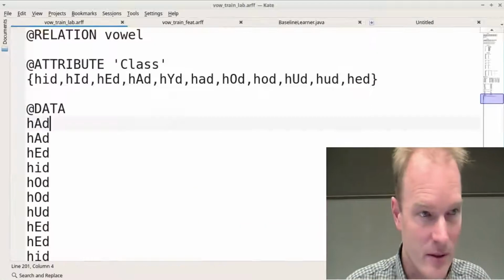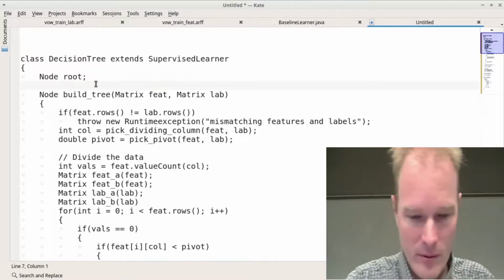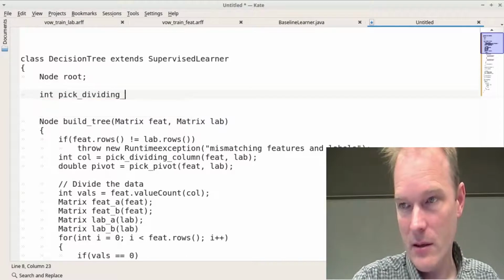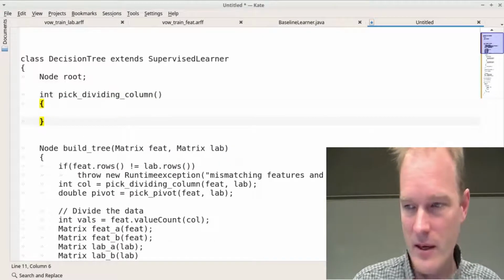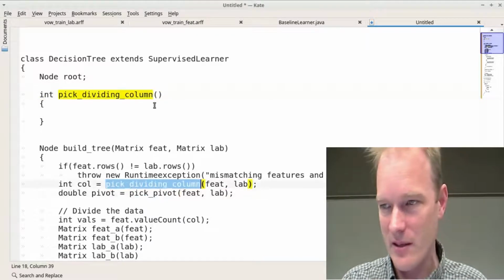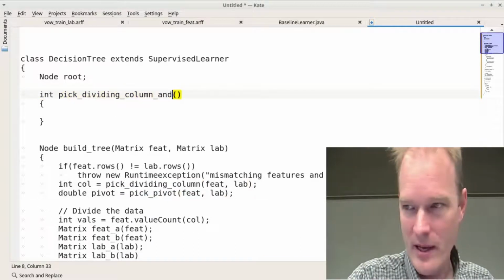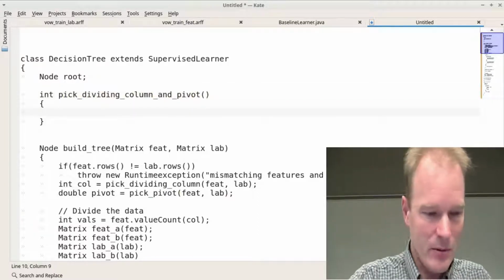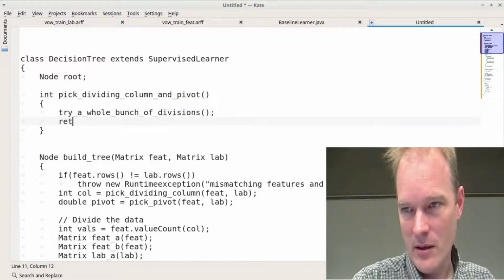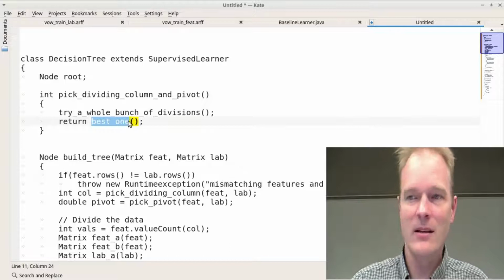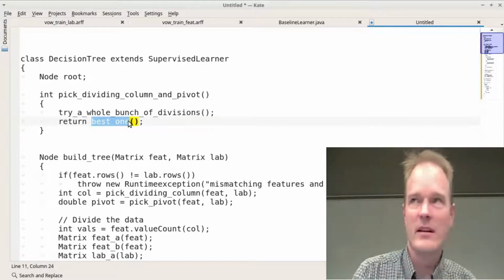All right, returning to our pseudocode, when we write our pick dividing column function, in fact, we're not going to want to pick our column and then pick our pivot separately because they're kind of the same thing. So I'm going to do column and pivot together. When we do this, basically we're going to try a whole bunch of them and return the best one. And the best one is defined as the one that has the lowest entropy as measured against the labels.